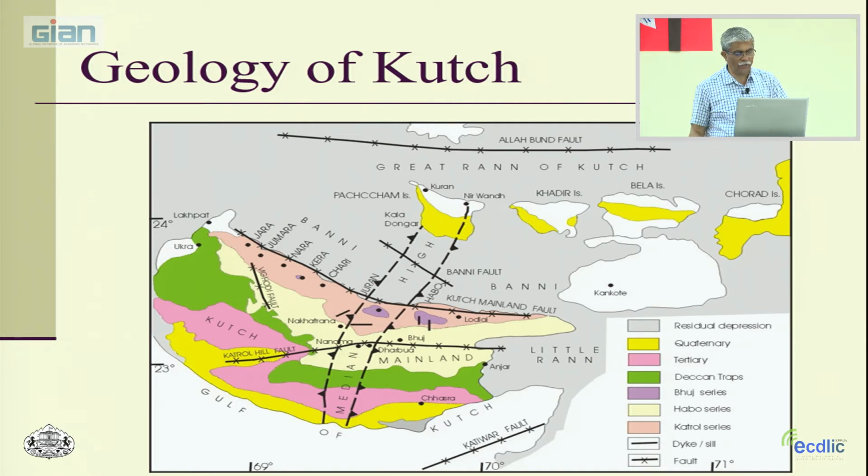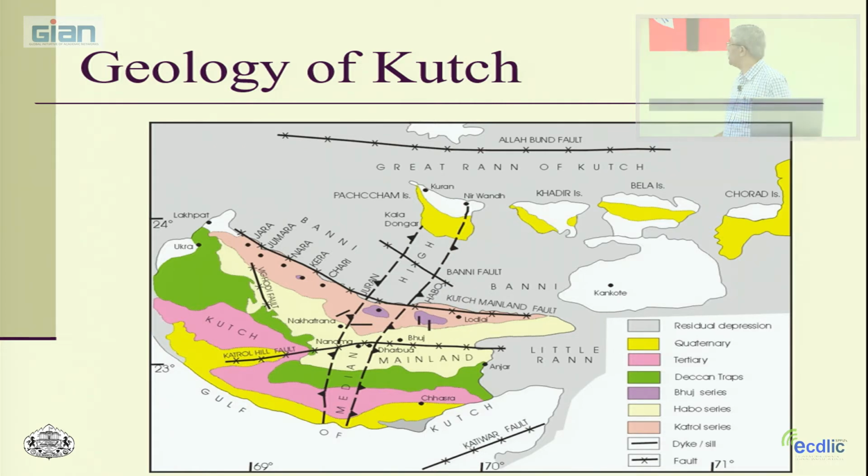Okay, and generally you get to see in the central part, this particular one, what is called a median high. So there is an uplifted portion in the middle, and these are the distribution of various faults, the Kathiawar fault, and this is the Allah Bund fault. The basement is not exposed anywhere in close proximity of this region. It is believed to be a failed rift system, an aulacogen.